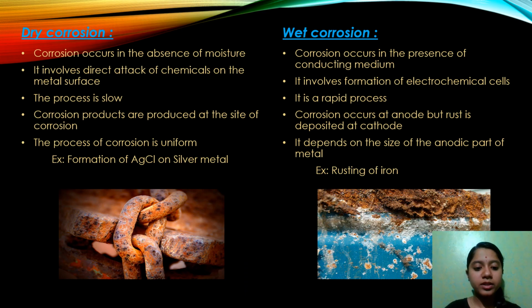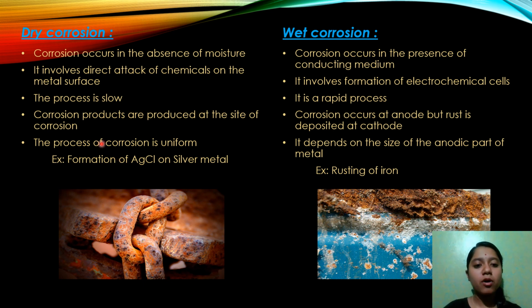Let us know about the difference between dry corrosion and wet corrosion. In dry corrosion, corrosion occurs in the absence of moisture, whereas in wet corrosion it occurs in the presence of a conducting medium. In dry corrosion, it involves the direct attack of chemicals on the metal surface. In wet corrosion, it involves the formation of electrochemical cells. In dry corrosion, the process is slow, whereas in wet corrosion, it is a rapid process.